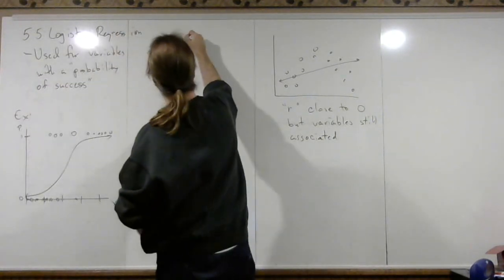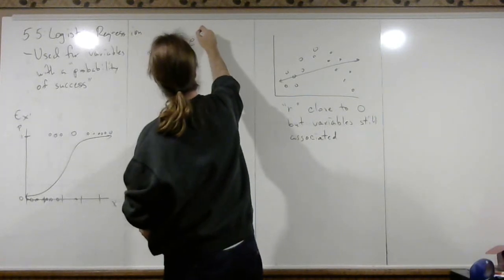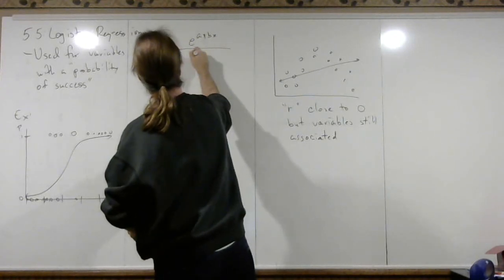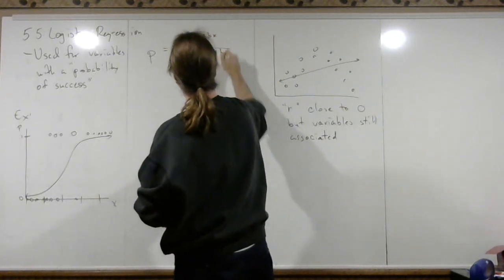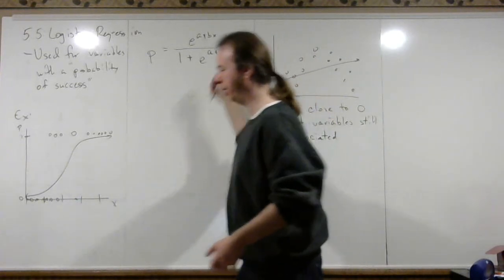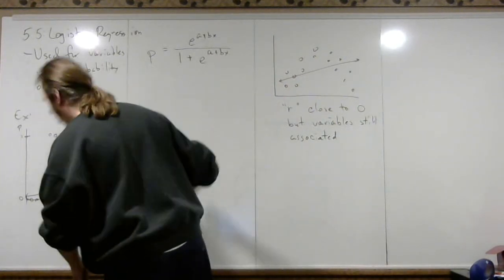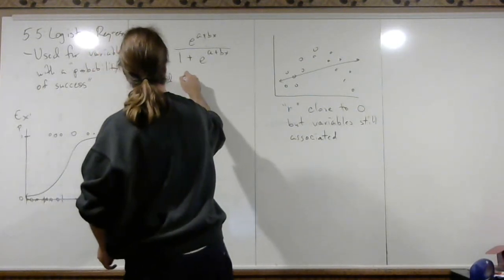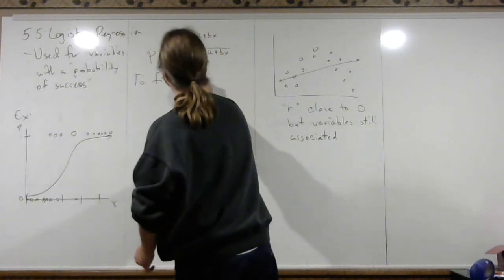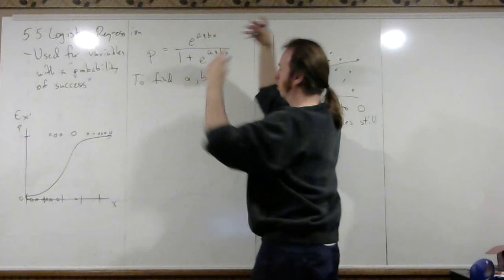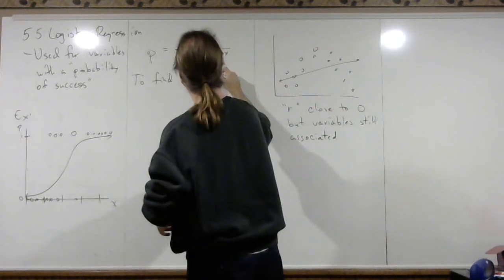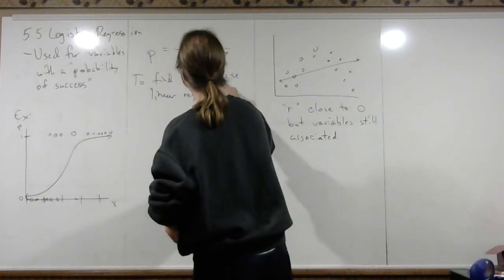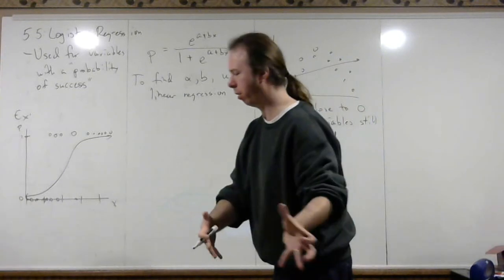And our p-value there is given by this formula. And to get that formula, to find those values for A and B, those are still our constants in that, we use the linear regression process that we already know.